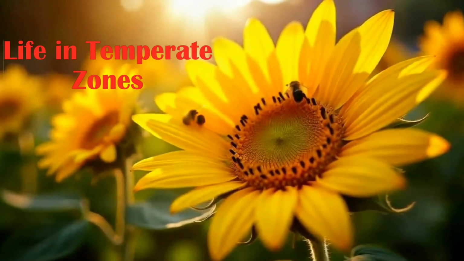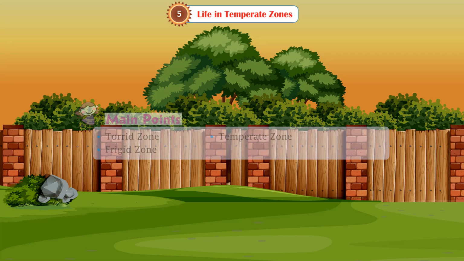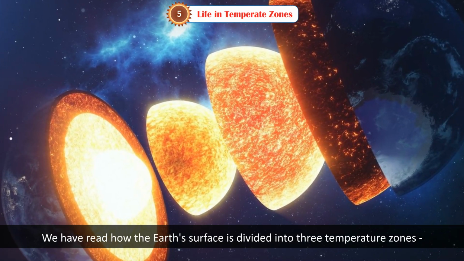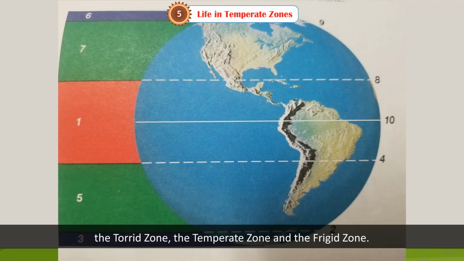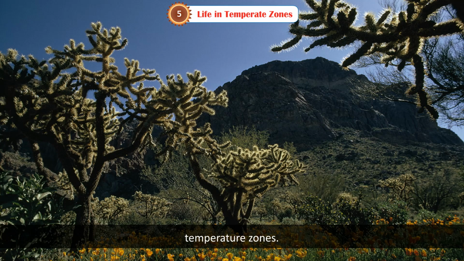Life in temperate zones. Main points: torrid zone, temperate zone, and frigid zone. We have read how the Earth's surface is divided into three temperature zones: the torrid zone, the temperate zone, and the frigid zone. Different types of climate, vegetation, and wildlife are found in these three temperature zones.